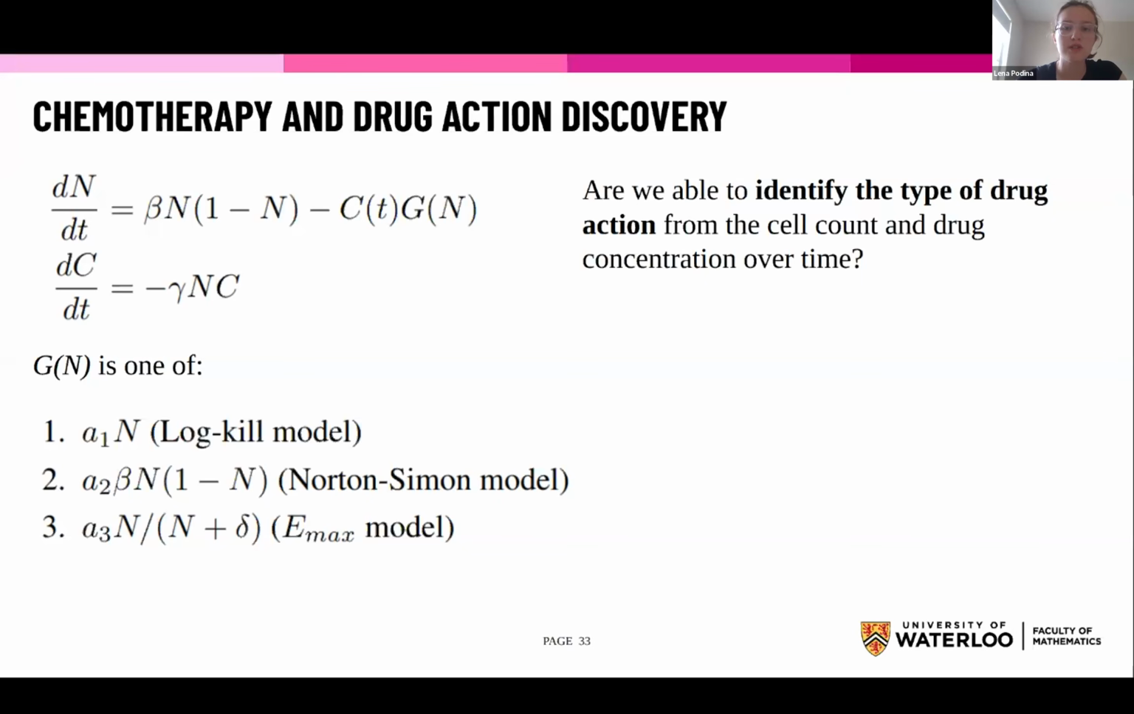However, we're interested to know whether we can actually identify G of N from data. So log kill is just linear. It's just going to be a linear term. Norton-Simon basically is supposed to mimic the growth term, and then the Emax model just asymptotes here. And then, are we able to identify the type of drug action from the cell count and drug concentration over time? That was the question. So usually G of N is just assumed, but we're interested in learning that from data.